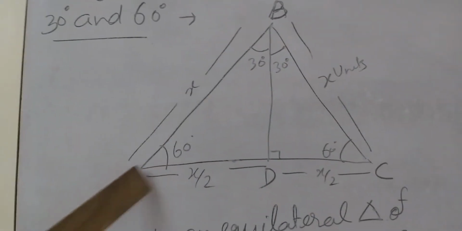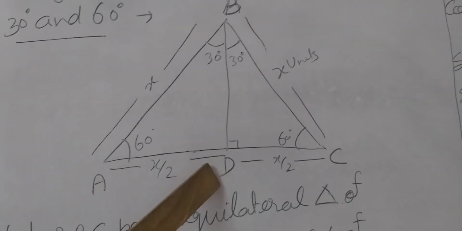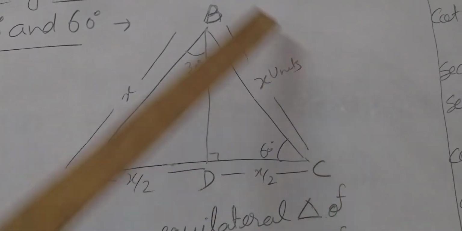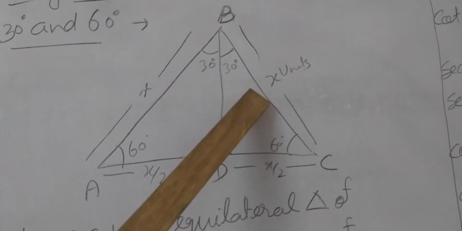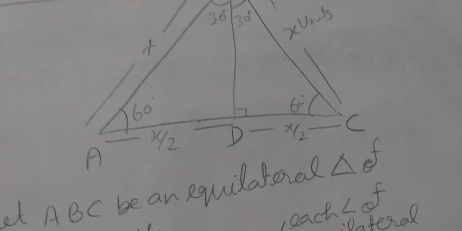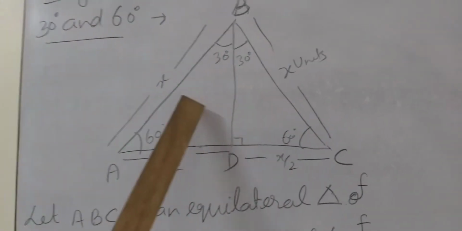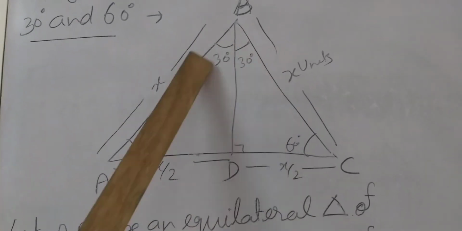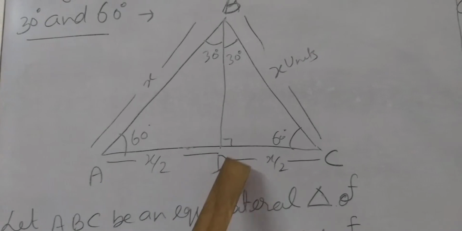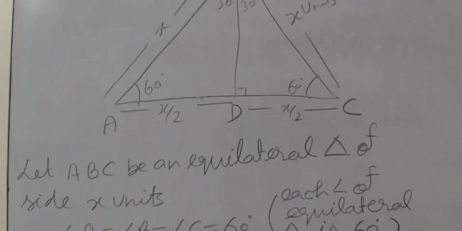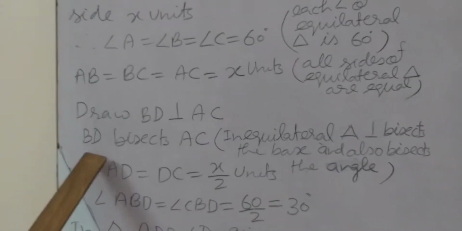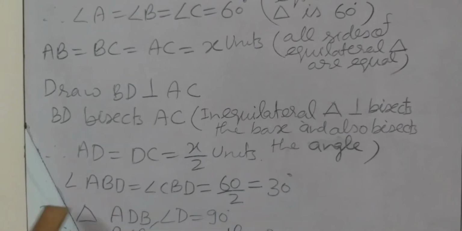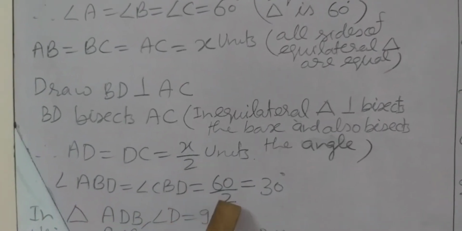So we can write AD equals DC equals X by 2 and angle ABD equals angle CBD equals 30 degrees. Or you can do one thing, you can prove these two triangles congruent, and then you can write this angle equal to 30 degrees and AD equal to DC equal to X by 2. Or if you want to write directly, so AD equal to DC equal to X by 2 units, and angle ABD equals angle CBD equals 30 degrees.